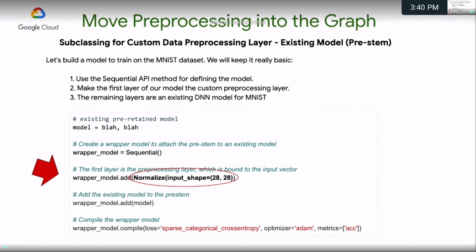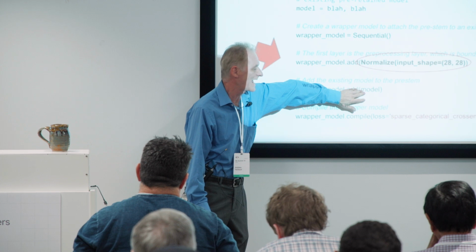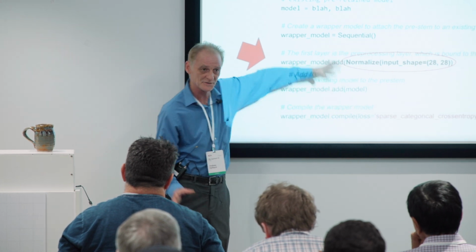So I have some existing model. Let's assume it's that minced model. I'm going to make what I call a wrapper model, a wrapper around my existing model. It's going to be trained or untrained. As the first layer, I'm going to put in the normalized one, and then I'm just going to add my existing model. So I've just attached the pre-stem to the stem entry point of my existing model. Now I've got a wrapper model. Go ahead and compile it, and we can use it as is.